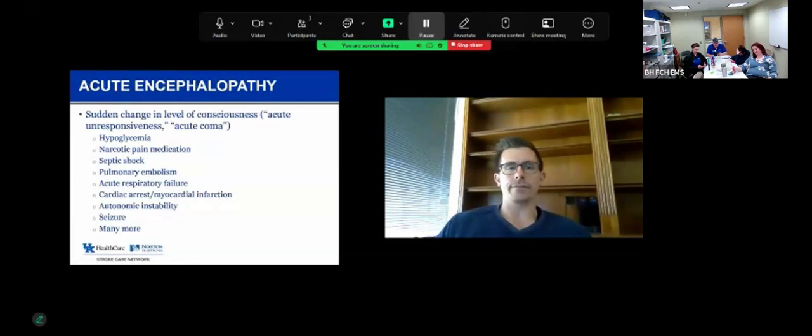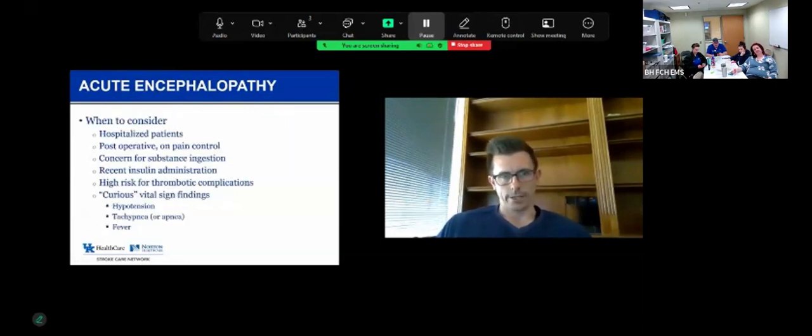Acute coma or acute altered mental status is another very tricky one. There are a variety of things that can cause this that aren't stroke. In fact, stroke is near the bottom of the list in terms of statistical likelihood of this presentation representing acute ischemic stroke. We see this a lot in the hospital in people who have had surgery, who are getting pain medicines, who may be getting unusual doses of insulin, and who are at high risk of thrombotic problems.